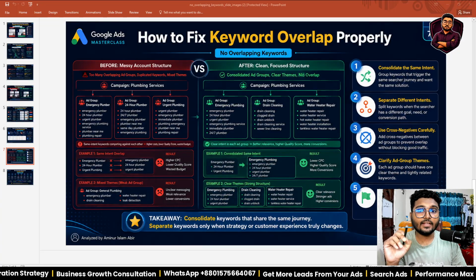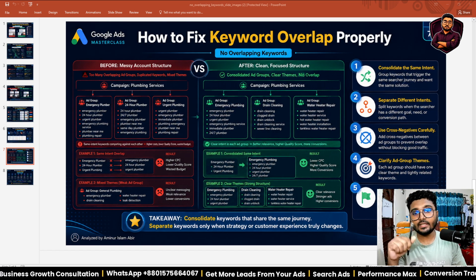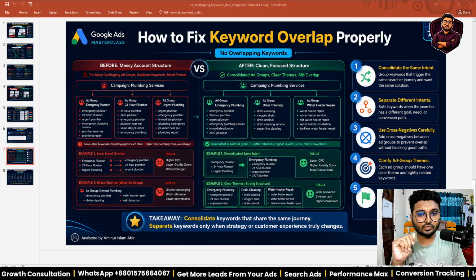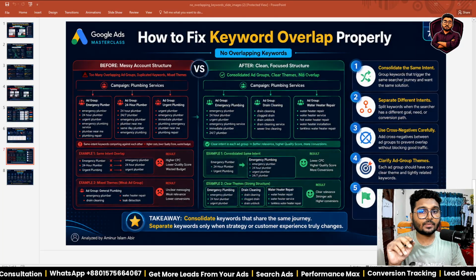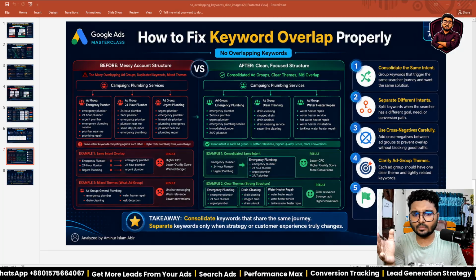Solution 4. Clarify ad group themes. A weak ad group may contain plumber, drain cleaning, water heater installation, sewer repair, and bathroom remodeling. A better structure separates them into emergency plumbing, drain cleaning, water heater repair, sewer repair, and bathroom remodeling.